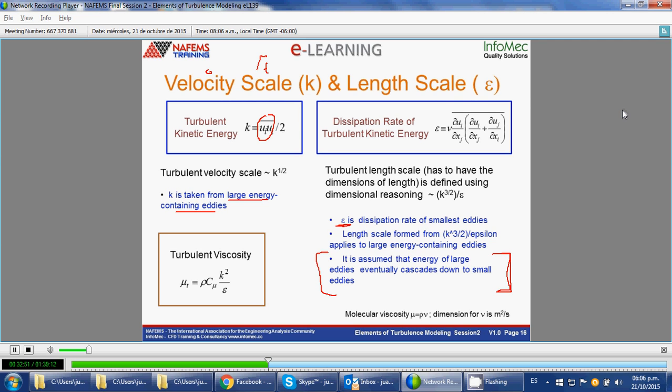Based on that, we say, okay, this dissipation rate: whatever we get at the large scale is breaking down to smaller and smaller and smaller. So whenever we get this dissipation rate, we could use that at the smaller scale eddies. That's what this one is saying. So using that assumption, now we've got two parameters to deal with, K and epsilon. This should give us the velocity scale and length scale that we needed.